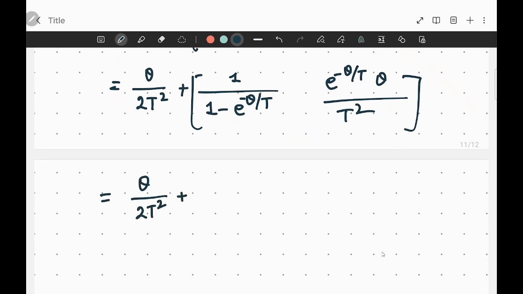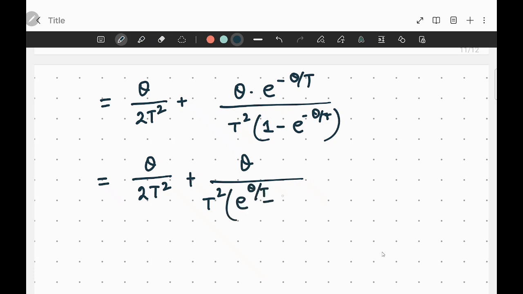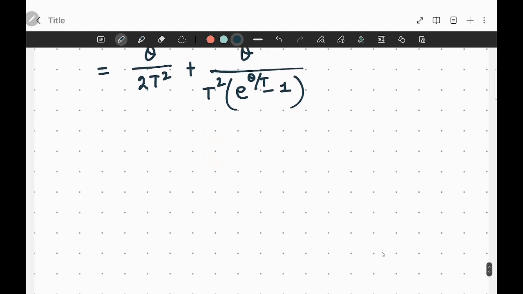So write it as theta into e to the power minus theta by t divided by t square into, it is theta by 2t square plus theta by t square into e to the power theta by t minus 1. Okay, so this is our dl by dt.